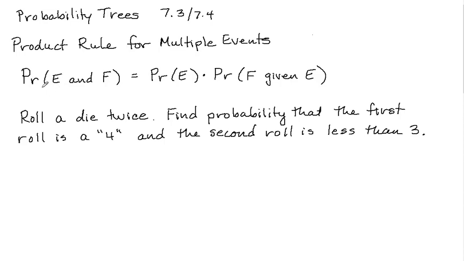The formula that we use is a product rule. The probability that E and F will happen together is the probability that E happened, and then you multiply by the probability that F is going to happen given that E happened.